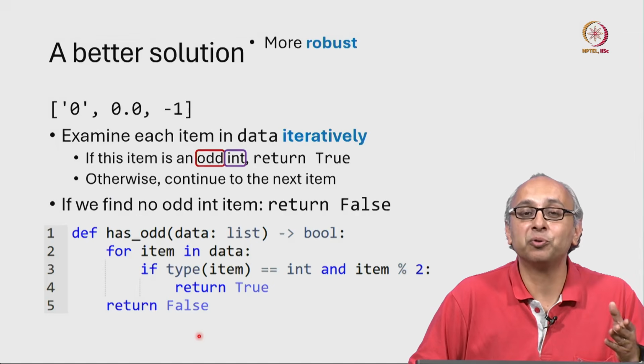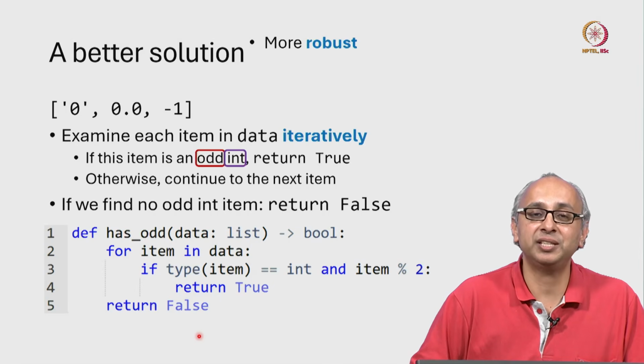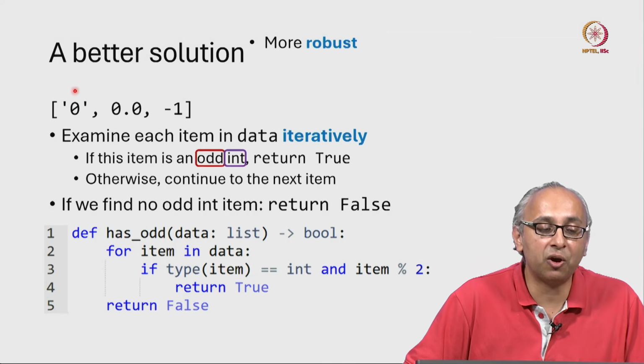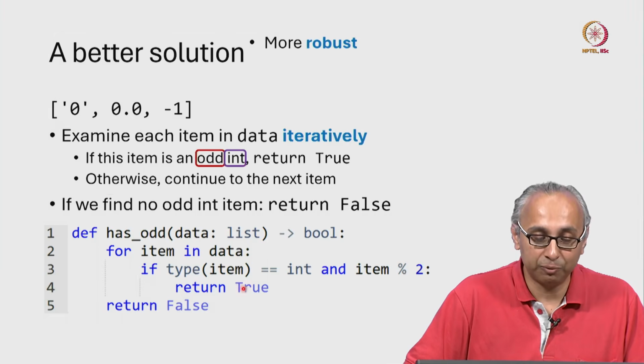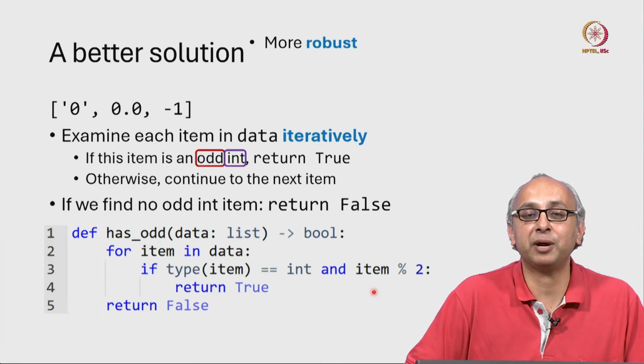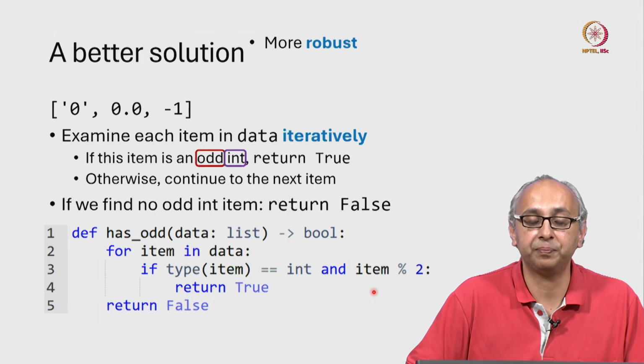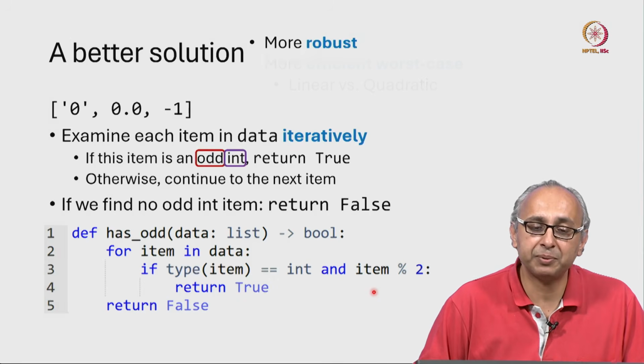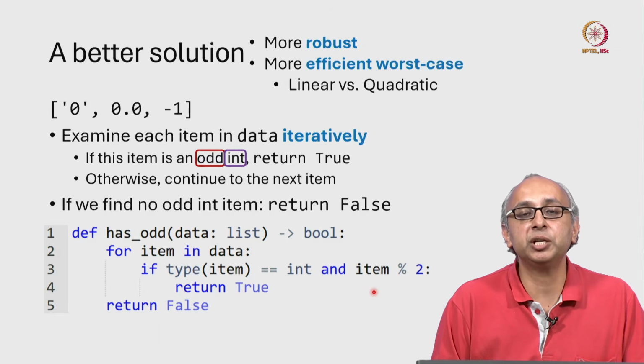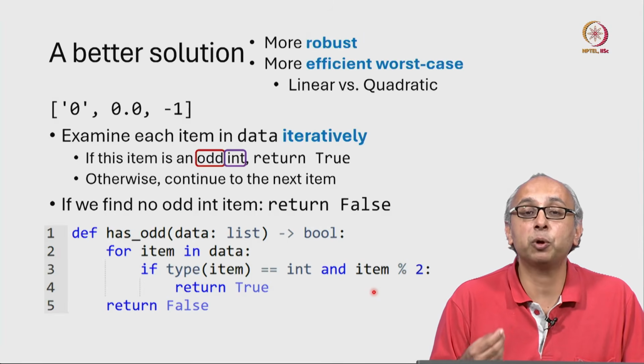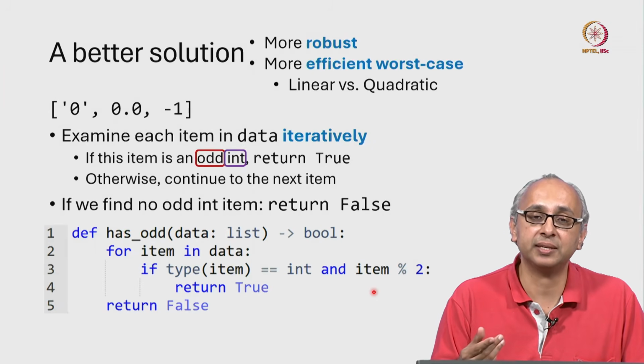Firstly, it's more robust because, as we have just seen, it does not fail on inputs like this. We have fixed that problem by writing this if condition carefully. Secondly, and perhaps more importantly, this code is more efficient in what we call the worst case.